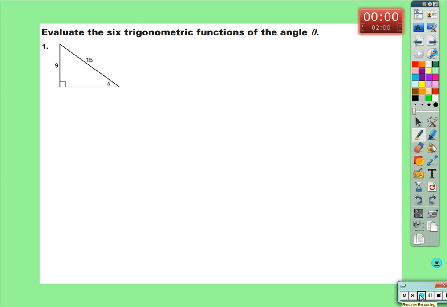We need the six trigonometric functions for this angle: the sine, cosine, tangent, cosecant, secant, and cotangent. We need to write those down, so get ready for that. Remember, you've got to write something after the cosine or after the tangent.